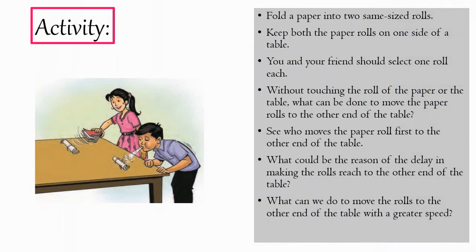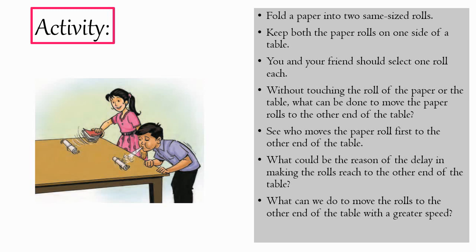Activity. You can try this activity with your friends or your siblings. Fold a paper into two small sized rolls. Keep both the paper rolls on one side of a table. You and your friend should select one roll each. Without touching the roll of paper or the table, what can be done to move the paper rolls to the other end of the table?